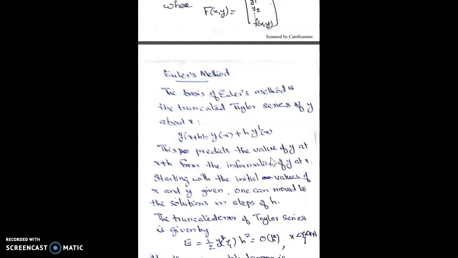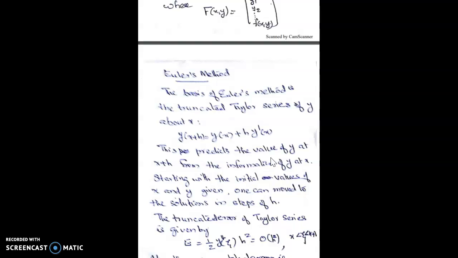One method to solve this differential equation is Euler's method. The basis of Euler's method is the truncated Taylor series of the function y about x. It is y(x + h) = y(x) + h y'(x). This predicts the value of y at x + h from the information of y at x. Starting with the initial values of x and y, one can move to the solutions in steps of h.